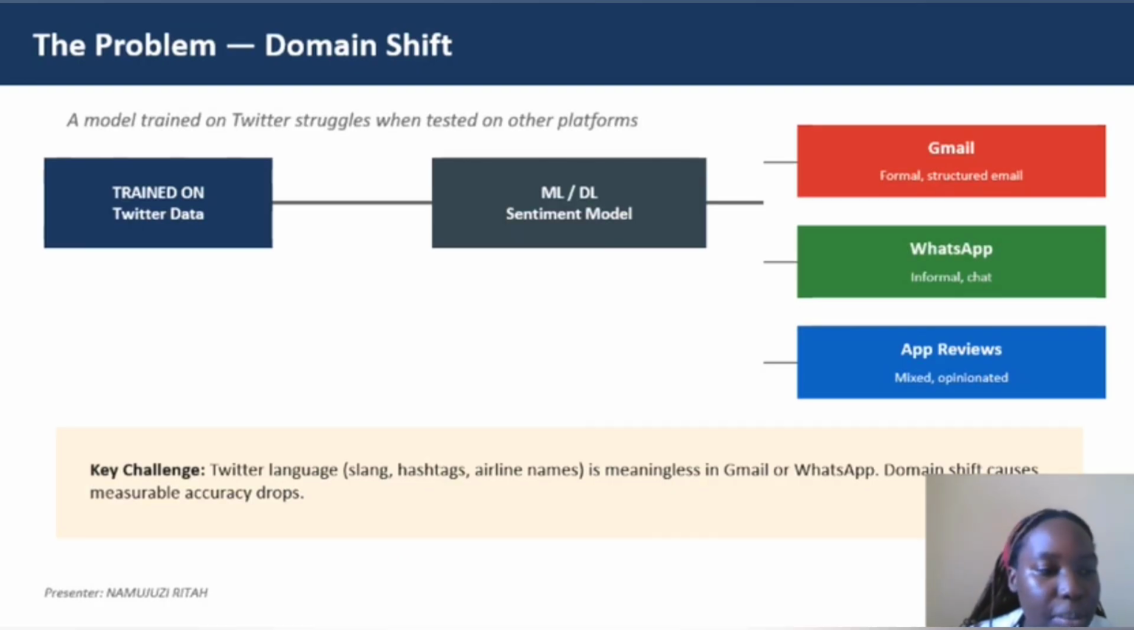So we have our problem. The problem is domain shift. Now, this is the core problem our project tackles. We trained our model entirely on Twitter data and we tested it on different platforms, that is Gmail, WhatsApp, app reviews. This creates domain shift. Domain shift is when a model trained on a type of text is tested on a different type and its performance drops. A key challenge is that Twitter language has slang, hashtags, and airline names, and this is completely meaningless in Gmail and WhatsApp.